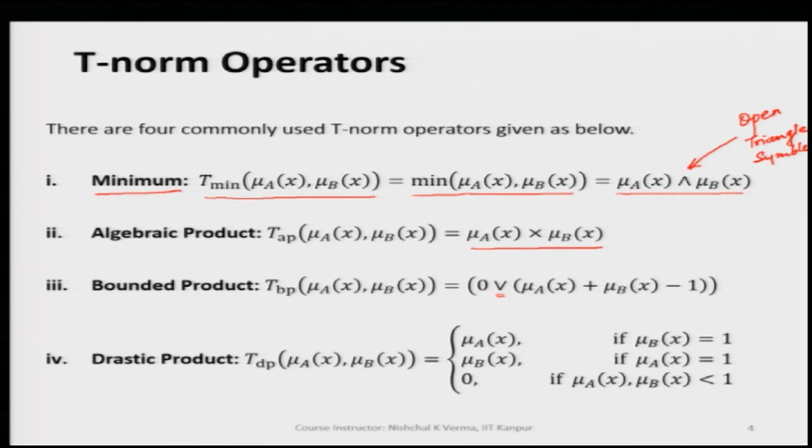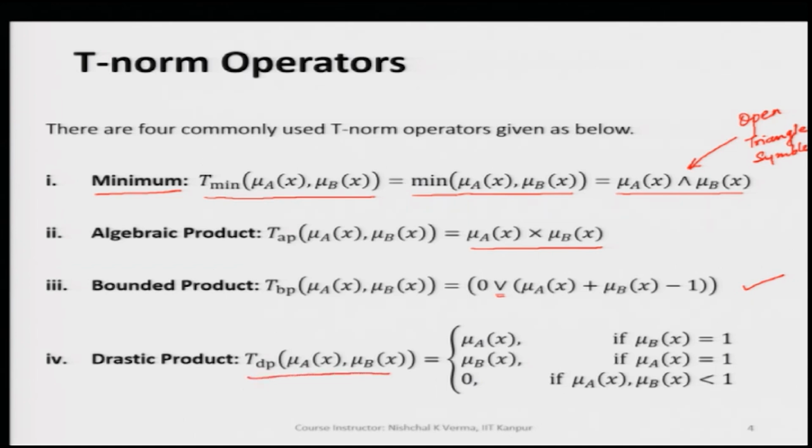So, we see that we take the max of 0 and mu A of x plus mu B of x minus 1. This way we can find the bounded product. The fourth one is the drastic product. When we use this, we write this as T_DP of mu A of x and mu B of x.